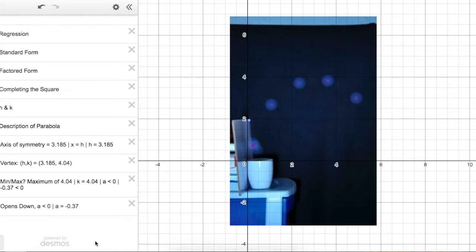And also negative 0.37 is less than 0. Lastly, the parabola opens down because a is less than 0 and a is negative 0.37.